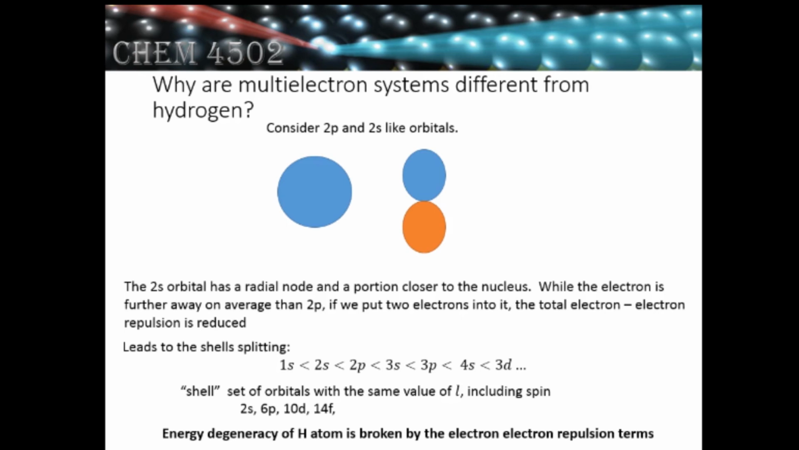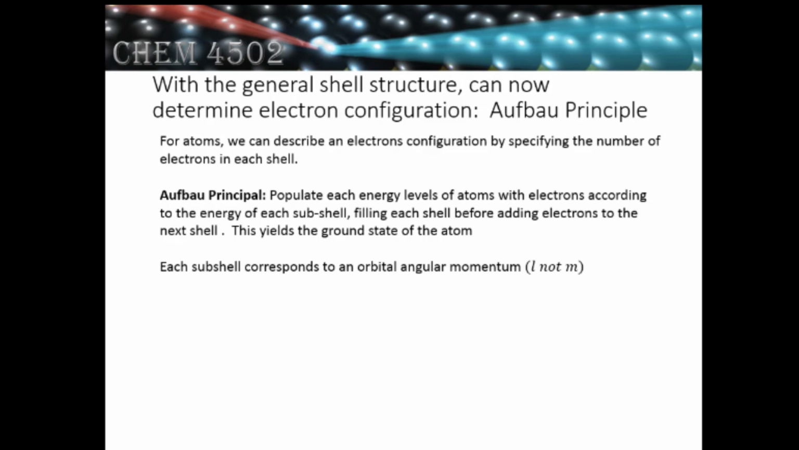Okay. And the primary thing to take away is that the energy degeneracy associated with a hydrogen atom is broken by the electron-electron repulsion terms. Okay. So now we can figure out which energy shells are going to have the lowest energy. We can put electrons into each shell, filling up those states. This is called the Aufbau principle, where when we think about our atomic structure, we populate the energy levels of atoms with individual electrons corresponding to the energy level of each subshell, and we fill each shell before adding electrons to the next shell, and this will give us the ground state energy of the system.